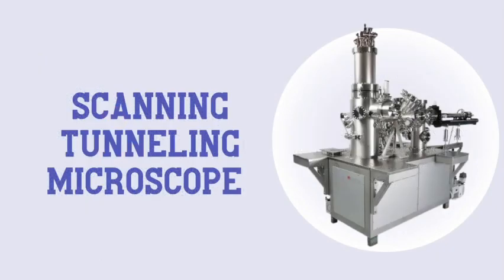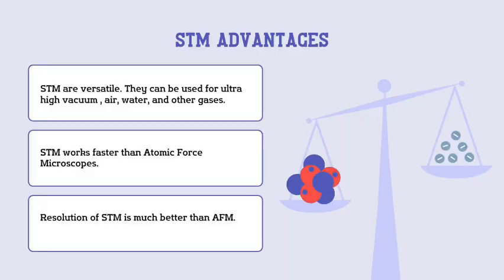Using the scanning tunneling microscope, Binnig and Rohrer were able to create images that show the arrangement of atoms on a surface. It was the first time scientists could directly see individual atoms. This was a huge breakthrough in science and opened up new possibilities for studying and working with materials on a very small scale. Here are the advantages of the scanning tunneling microscope.